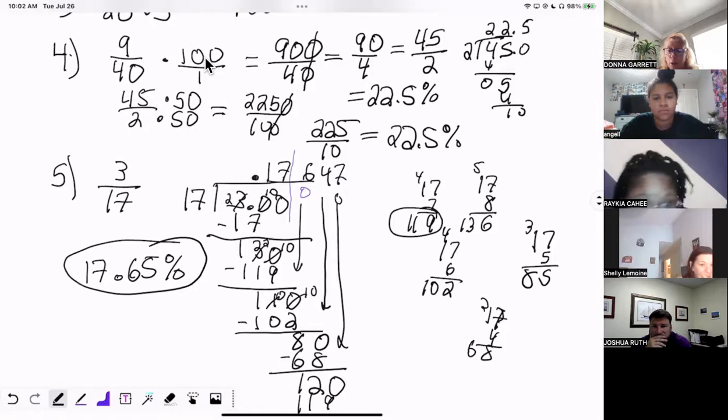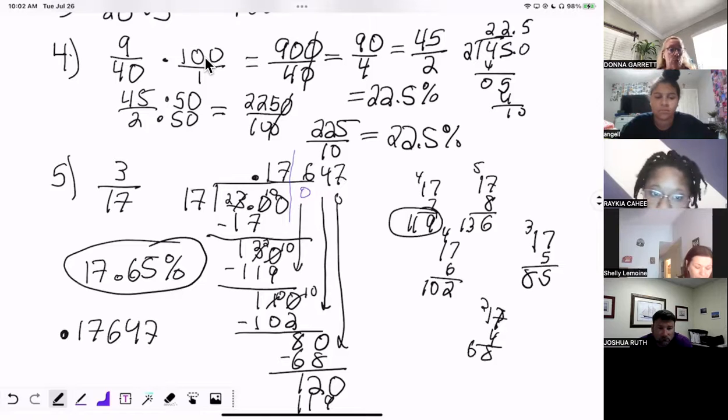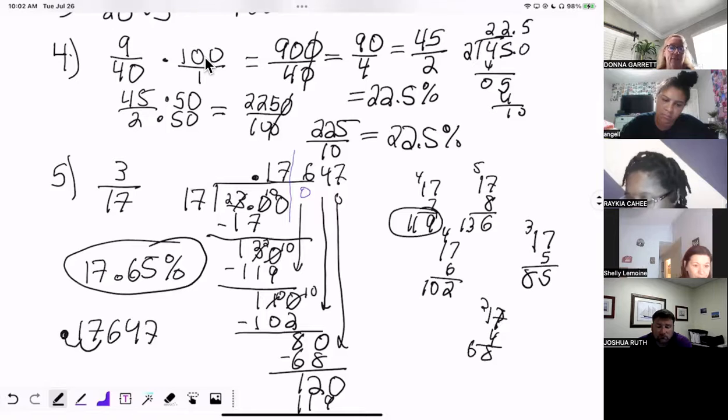Okay. It is 17, but it's the decimal form of your fraction. Now you have to put it in percent form. I'm just so used to doing it one time. So that's your decimal form, but to get the percent form, you have to move it 2 places to the right. That's how you get 17.65. So this is your decimal form. It's not the percent form. This is your decimal form.